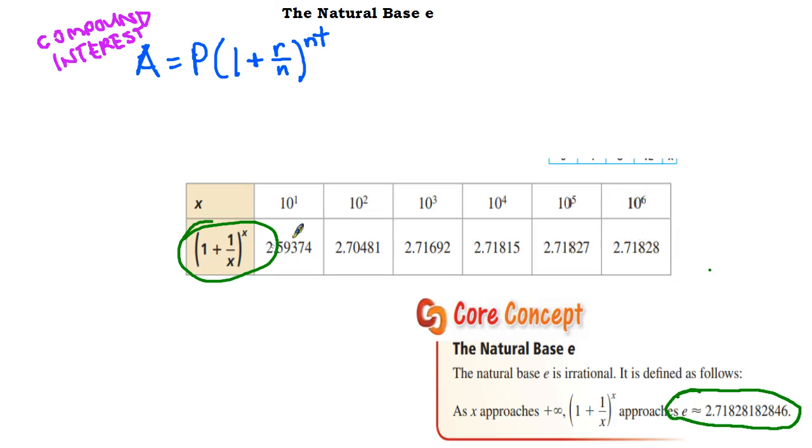So the bigger the value of x gets, the more decimal places that we get for E. Sort of like maybe you've heard that for pi, they're always working on trying to get more decimal places for pi by computing it. So anyways, down here it says the natural base E is irrational, and if you take this formula as x approaches positive infinity, E becomes approximately this number here. Okay, so that's a little bit of background on where E comes from, but I want to give you a sense of why we care about E.